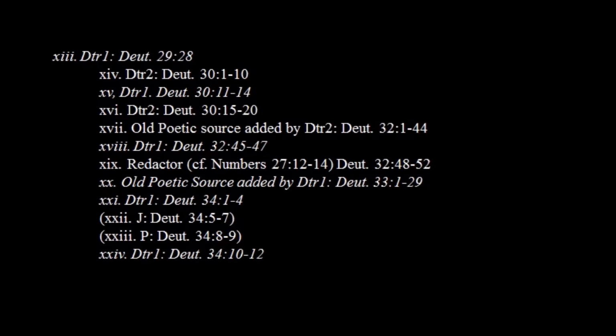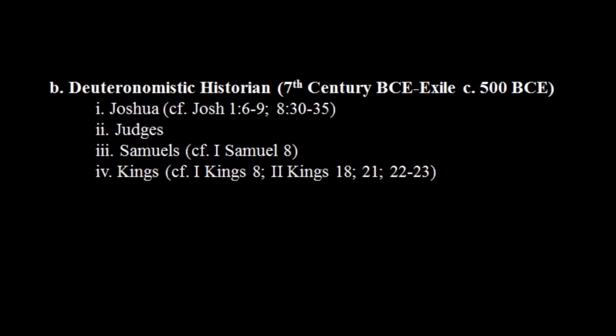So what you have is a very complicated way of ending, and it's like each source had their final say about Moses and his death, and the final redactors put it all in there to make sure it all aligned together. Okay? Any questions at this point?